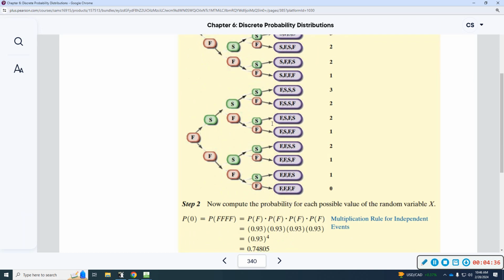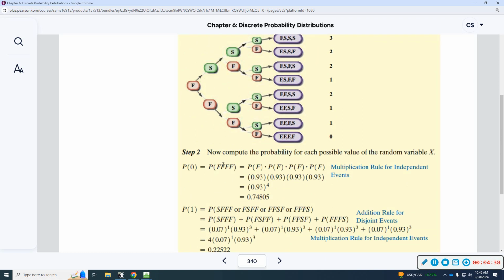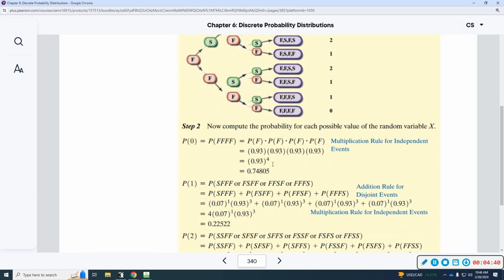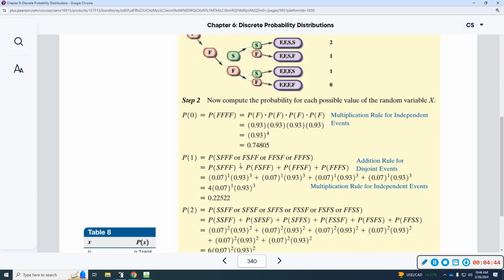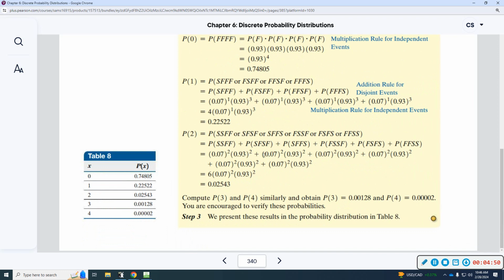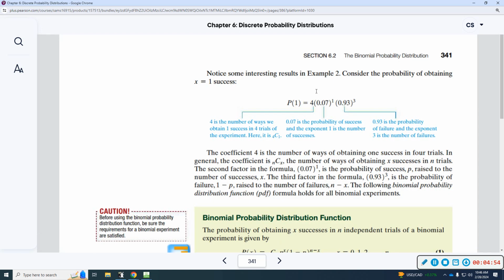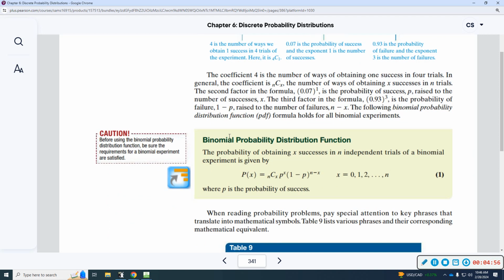So you have this table that's showing you that, and we come down here and show you how to compute the probability if we were doing it by brute force and by hand. This is using the independent rule and the addition rule for disjoint events to give you those probabilities. So that could be a lot of work, a lot of different things to happen. We go on to the next page and we get a formula.